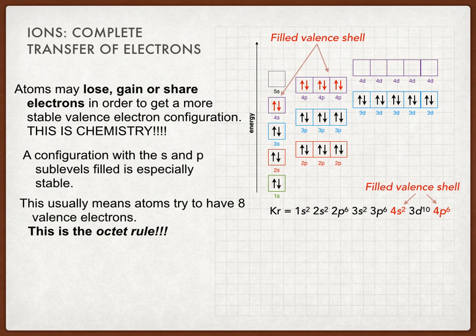Let me take a look at that. So again, these are filled valence shells, even though we fill the 3d after the 4s, right? And then the 4p. The valence shell is the shell with the highest principal quantum number.